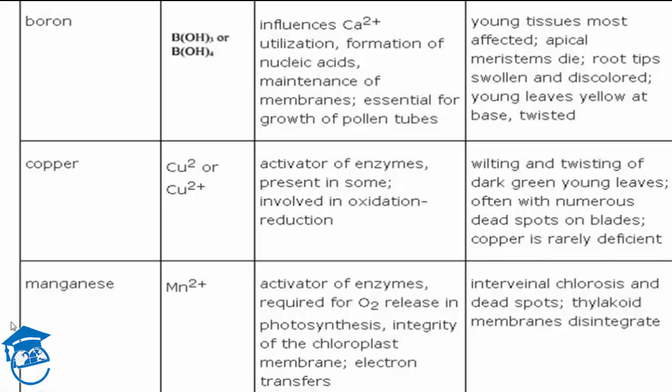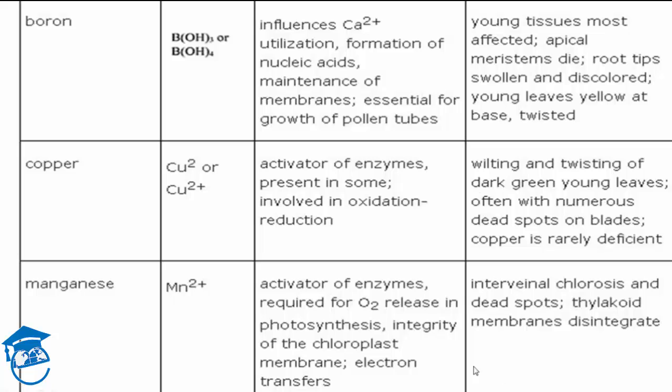Now come to the manganese. Manganese is another main micronutrient. It is absorbed in the form of manganese ion. It activates many enzymes which are involved in photosynthesis, respiration, and nitrogen metabolism. Okay? So the best defined function of manganese is in the splitting of water to liberate oxygen during photosynthesis. So that's the main significance of manganese.